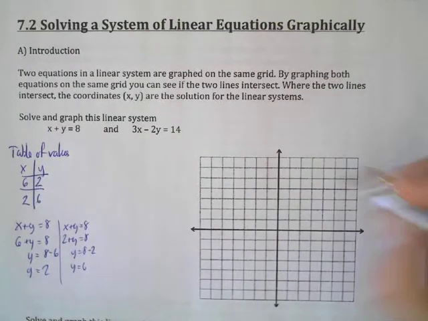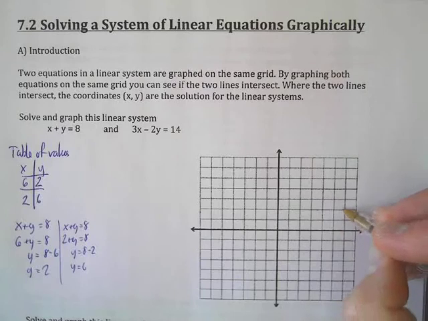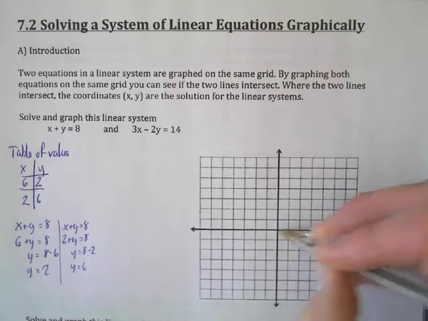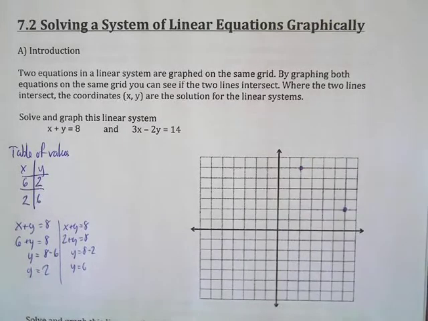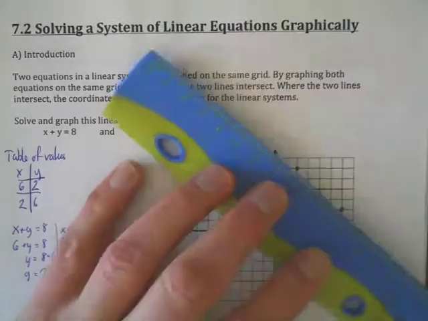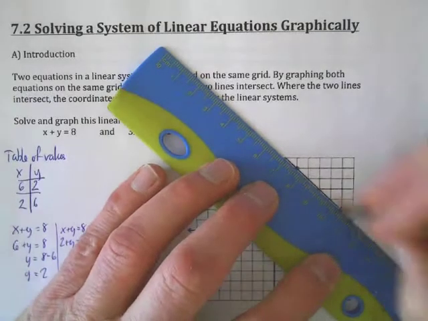So let's graph it. 1, 2, 3, 4, 5, 6, and up to 1, 2. And now it's going to be 1, 2, and 1, 2, 3, 4, 5, 6. So there's 2 points. I can draw a line between the two to join them, showing that all those answers in between will solve this equation.